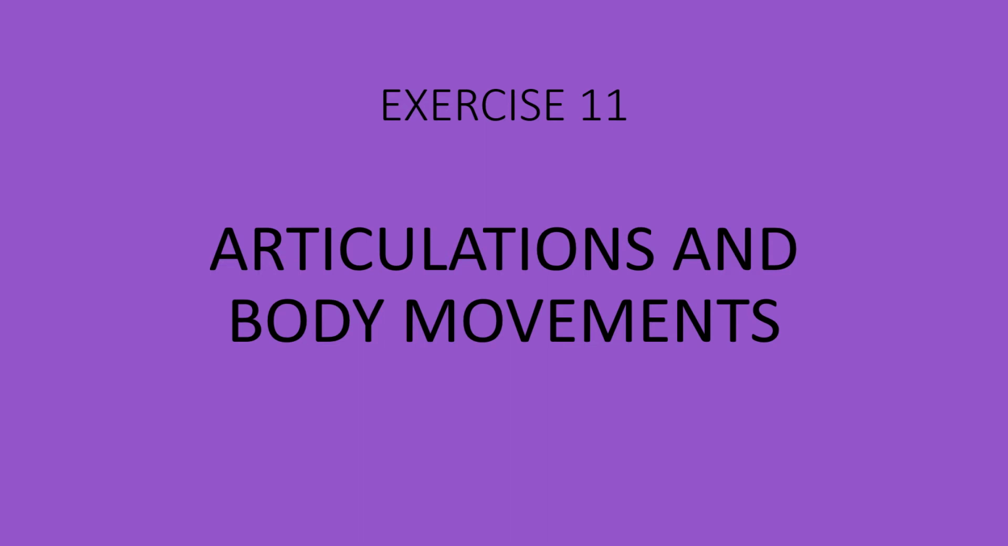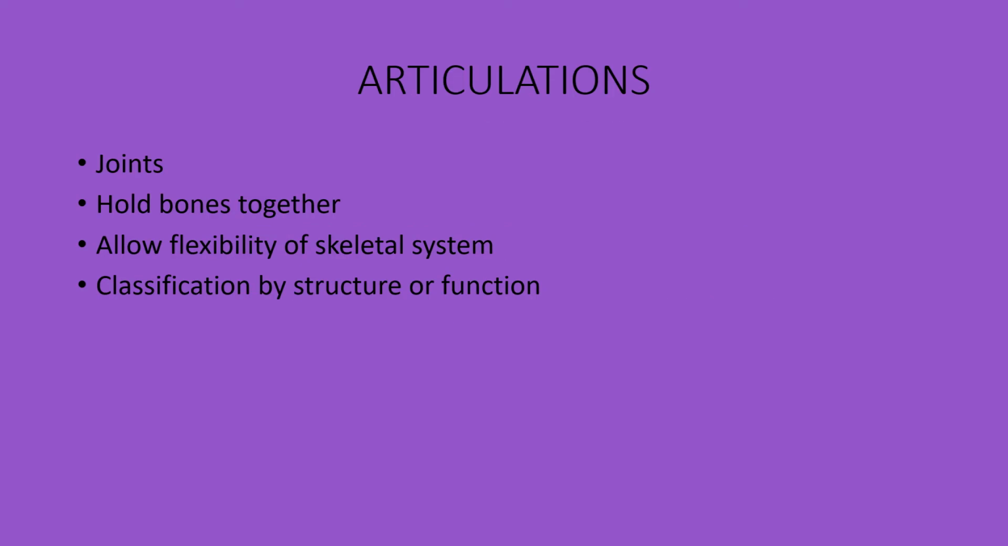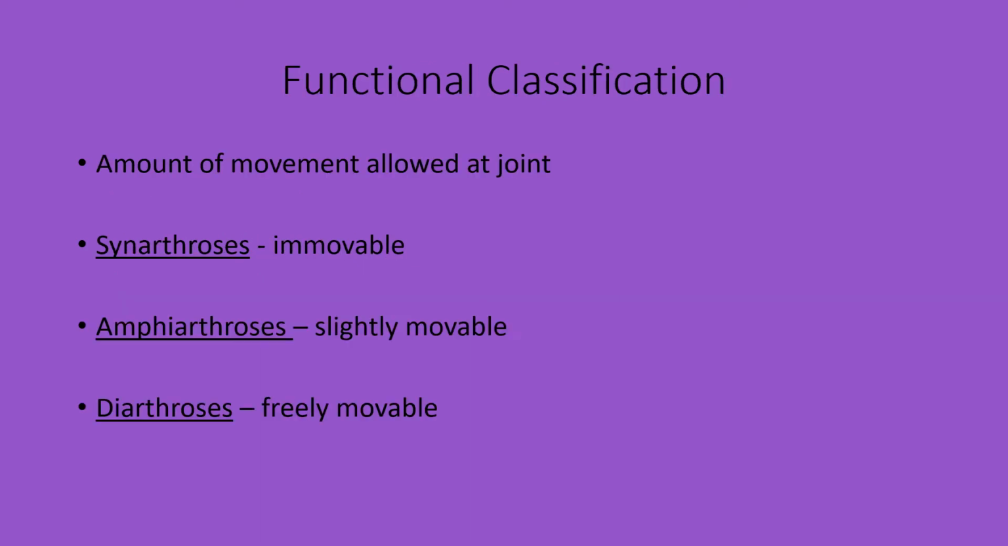In exercise 11, we're looking at articulations and body movements. Articulations are joints. It's what's helping to hold the bones together. It's allowing for movement and flexibility of the skeletal system. We have two different ways of classifying them. They can be classified either by structure or by function.